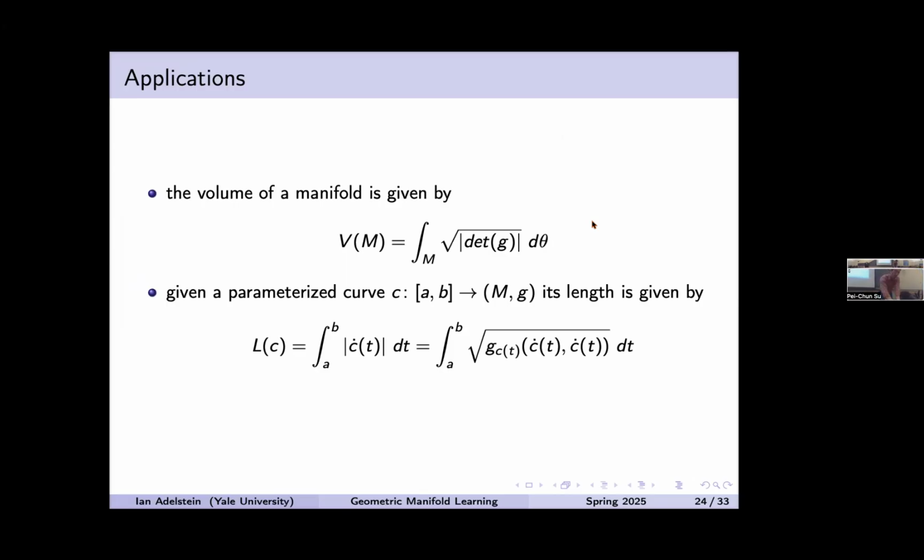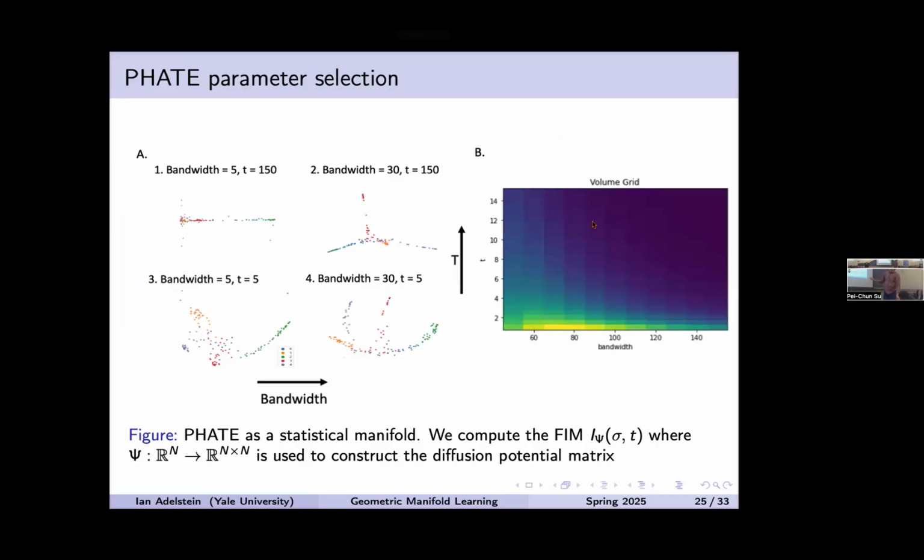So let me show you what this affords us. This is a first experiment that we ran that is kind of off to the side. It's different from the rest of the stuff I'm going to show you. It starts getting at this diffusion time question. We're going to realize PHATE as a two-dimensional statistical manifold. PHATE is a nonlinear dimension reduction visualization algorithm, and there are two important parameters that you choose.